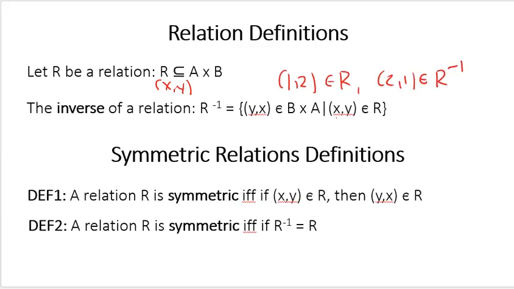Two symmetry definitions will be helpful. We said that R is a symmetric relation if and only if, if xy is in R, then yx also has to be in R. That would make it symmetric. Also, it's symmetric if the inverse, R inverse, is equal to the initial relation.